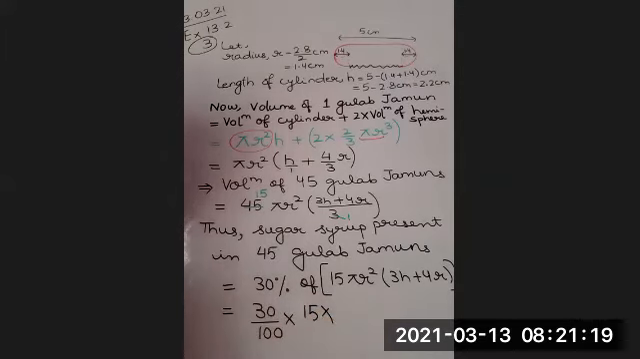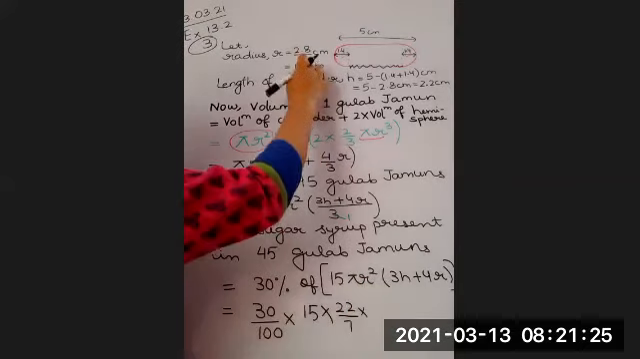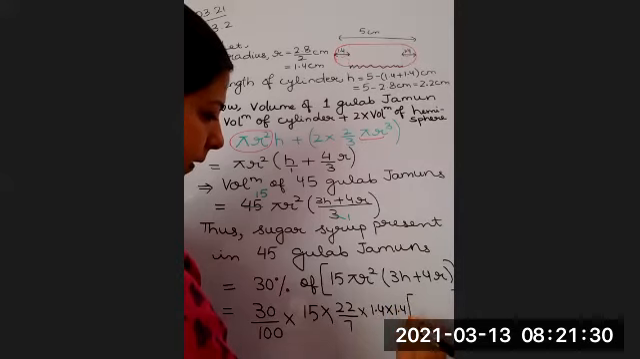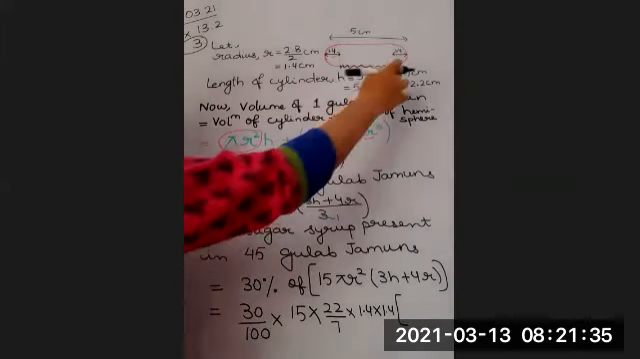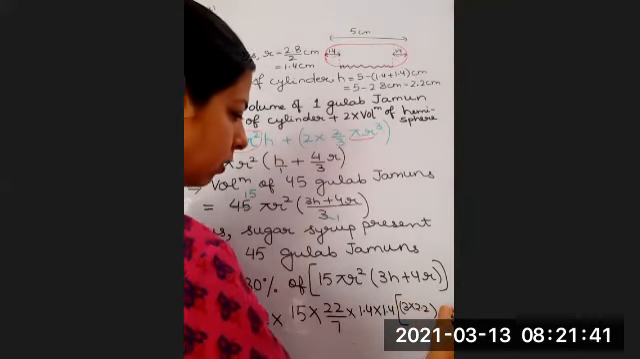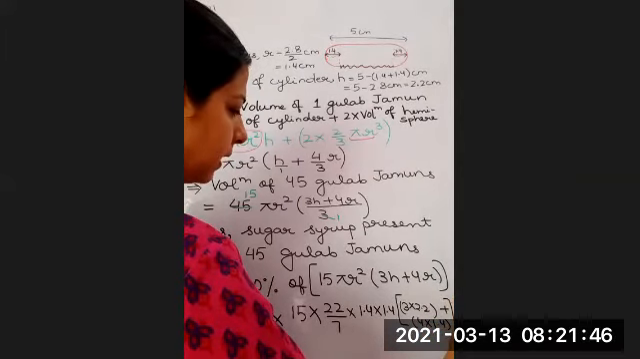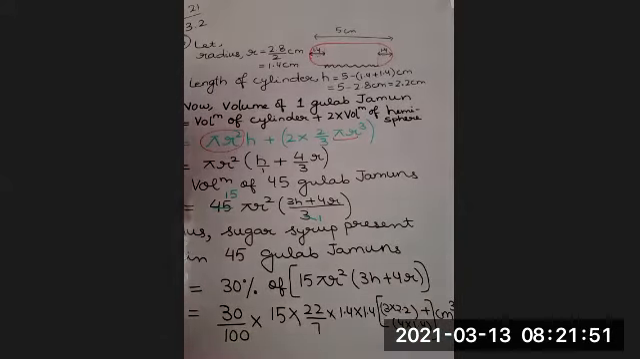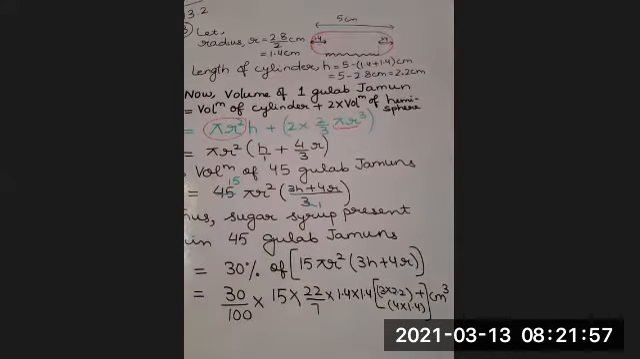Let us keep putting the values now. Pi is 22 by 7. R is 1.4 into 1.4. 3h. What is h given? 2.2. So 3 into 2.2 plus 4 into 1.4 centimeter cube, because we are dealing with the volume. So it should be centimeter cube here in the end. Okay. Now let us do the calculations, children.